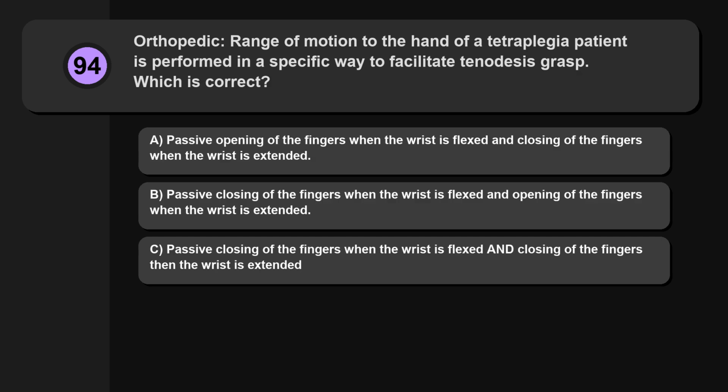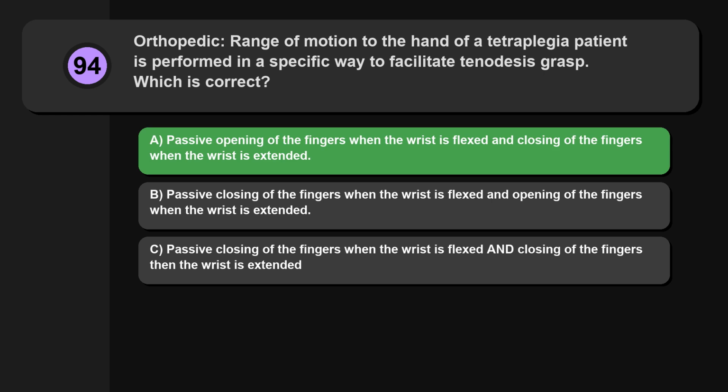Question 94. Orthopedic. Range of motion to the hand of a tetraplegia patient is performed in a specific way to facilitate tenodesis grasp. Which is correct? Option A, passive opening of the fingers when the wrist is flexed and closing of the fingers when the wrist is extended. Option B, passive closing of the fingers when the wrist is flexed and opening of the fingers when the wrist is extended. Option C, passive closing of the fingers when the wrist is flexed and closing of the fingers when the wrist is extended.